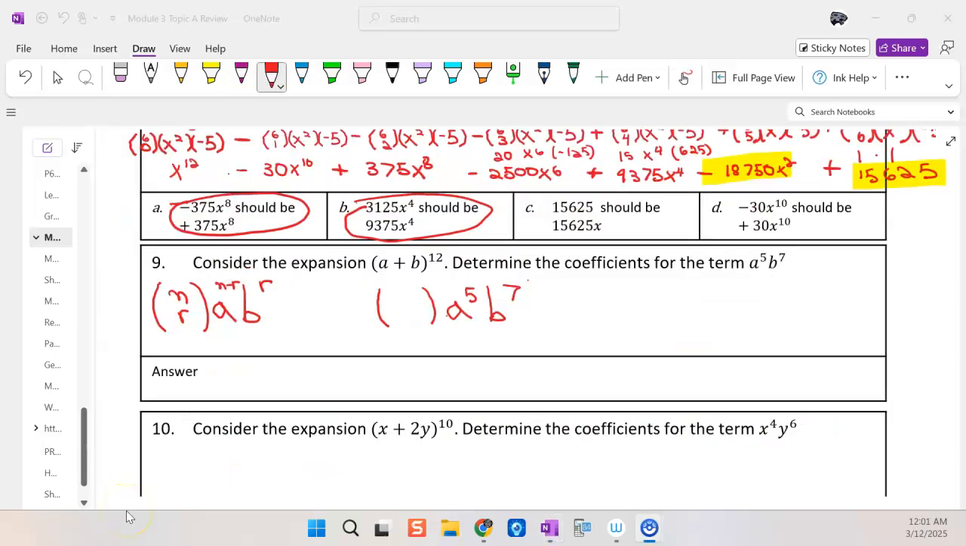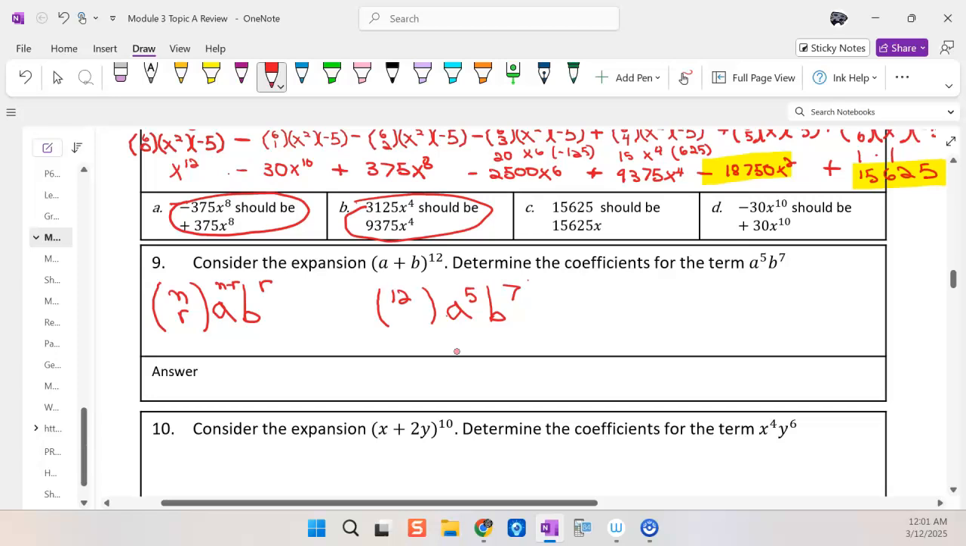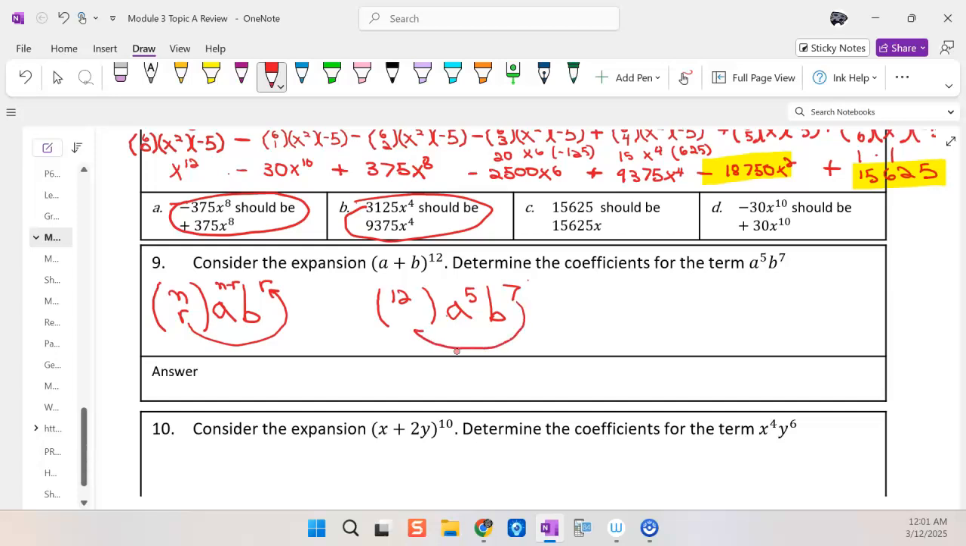All right, number 9. What we solved, that when we expanded these, it followed this kind of pattern here. Whereas n in this case is 12. The r was the same as that term, so that's going to have to be 7. And then this term was the difference of the two. 12 take away 7, 5. So the coefficient part is just 12 choose 7.